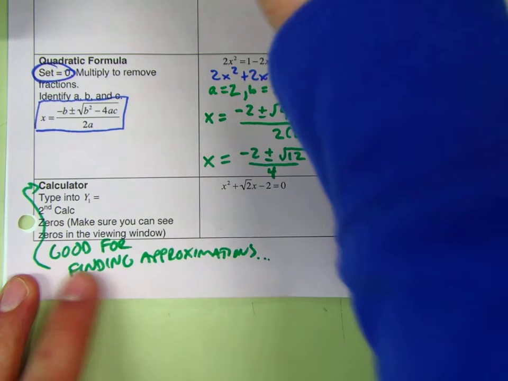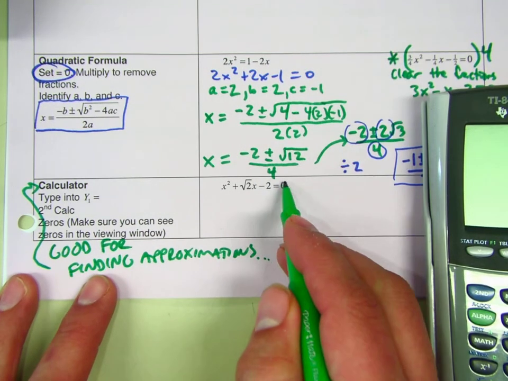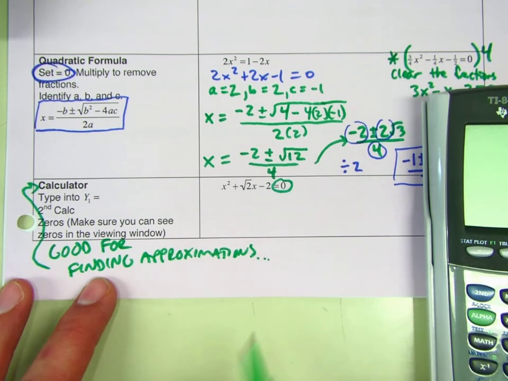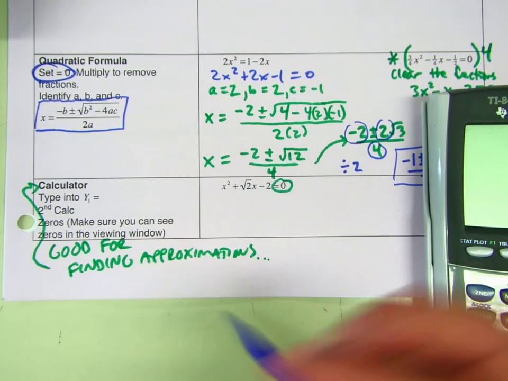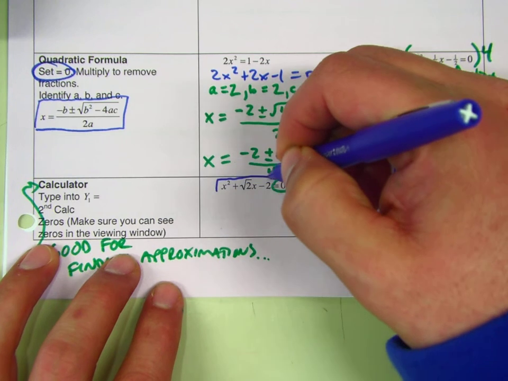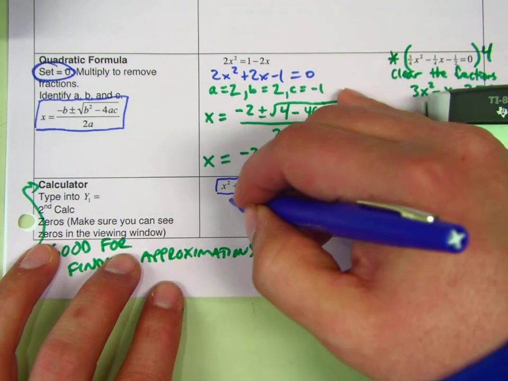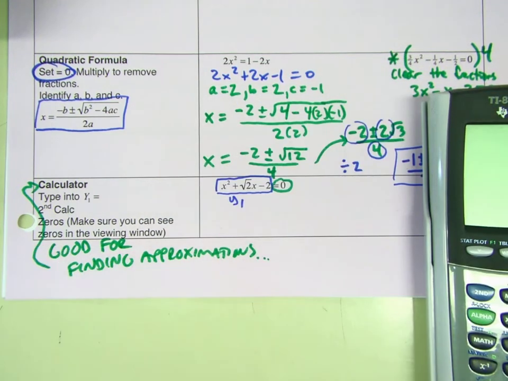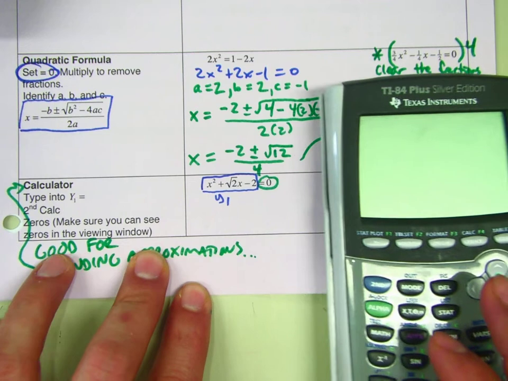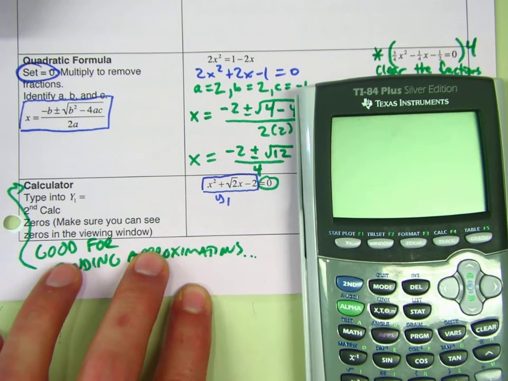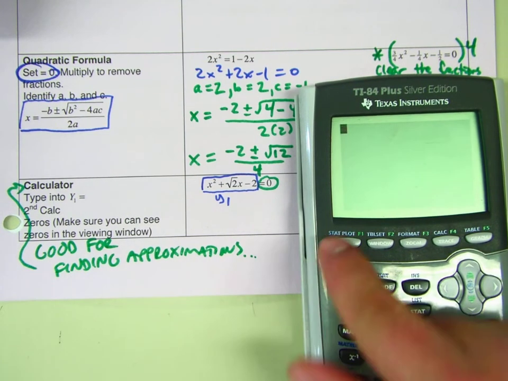First, like all the other ones, make sure that it's equal to 0. And now what we're going to do is type in the left-hand side. We're going to put that into y1. So go ahead and go to the y equals menu.